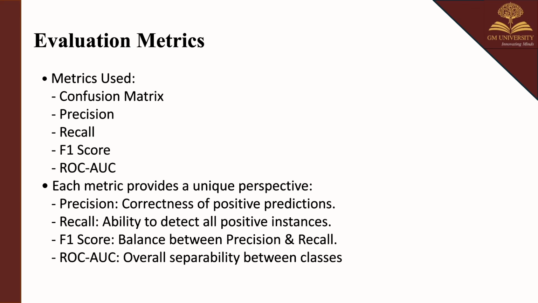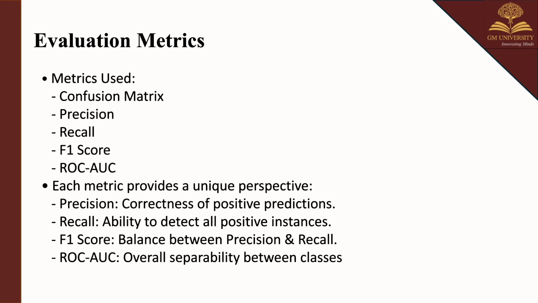Precision tells us how many of the positive predictions were actually correct. Recall measures how many of the actual positive cases are detected. F1 score combines precision and recall into a single balanced value. ROC and AUC show how well the model separates the two classes overall. Together, these metrics give a much better picture than accuracy alone, especially for imbalanced datasets.